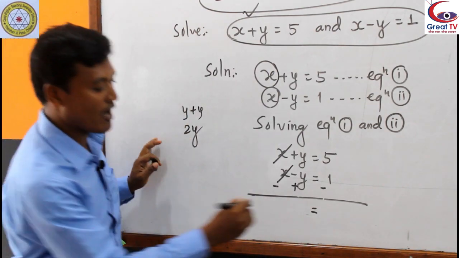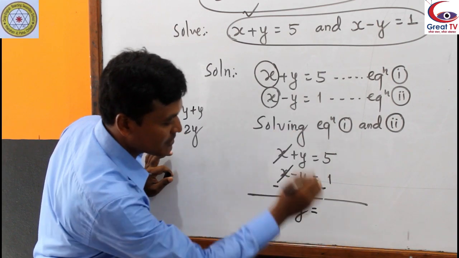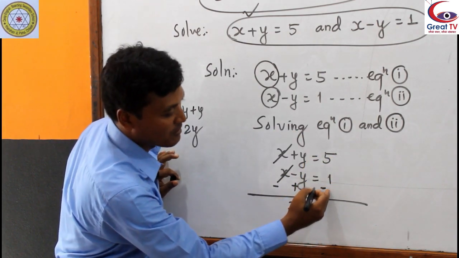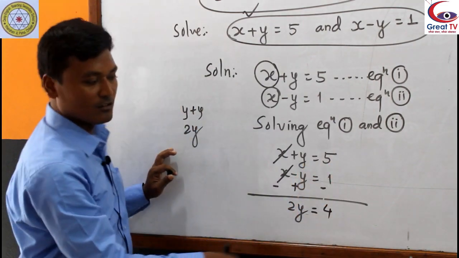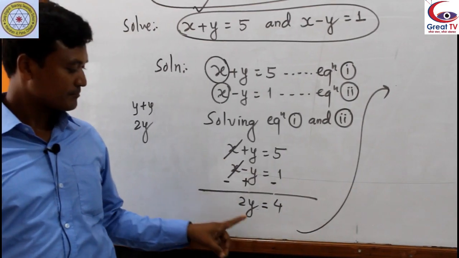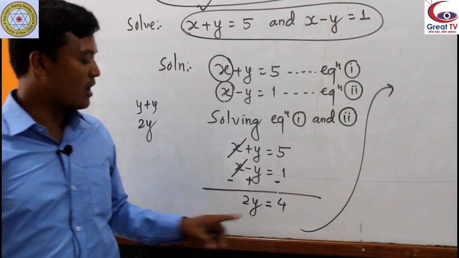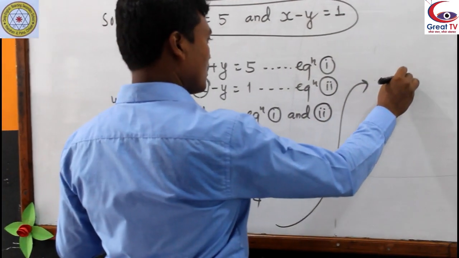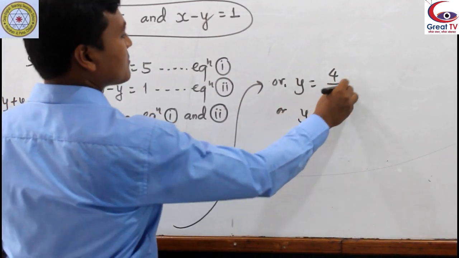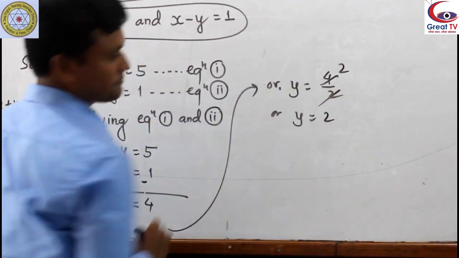You know very well 2y. 2y is equals to 5 minus 1, that is 4. Then after this, we have eliminated variable x. We have single variable element, that is y. Where y is equals to 4 by 2. Where y is equals to 2.